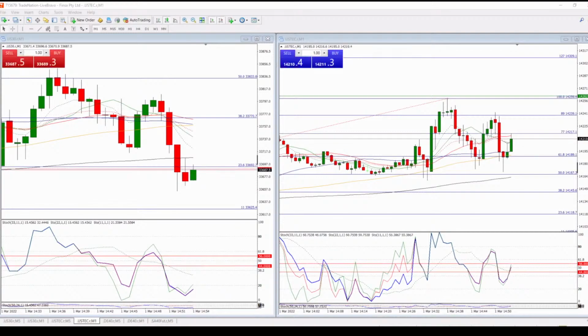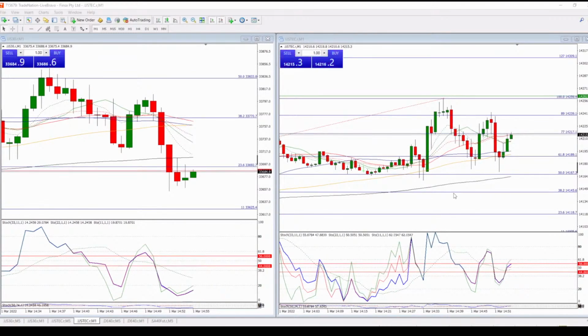Let's just see. Five-minute trend on both are still up. Yes, both are up. One minute trend on US Tech and Dow is still down.